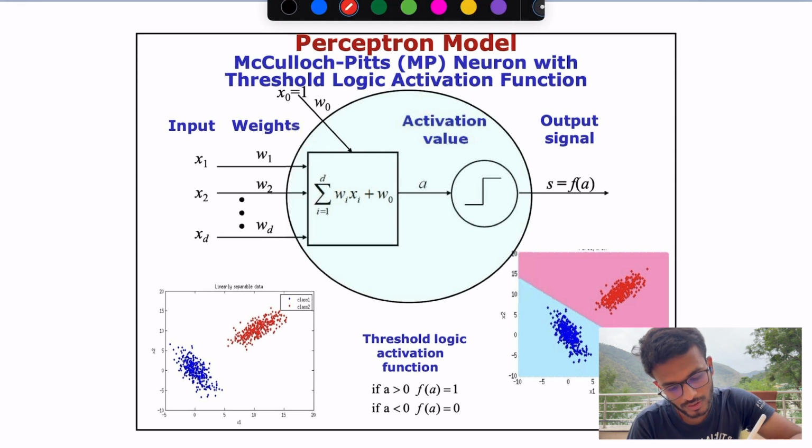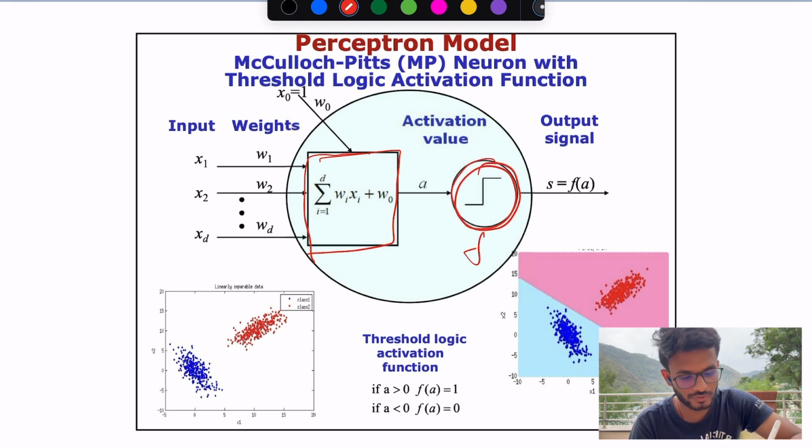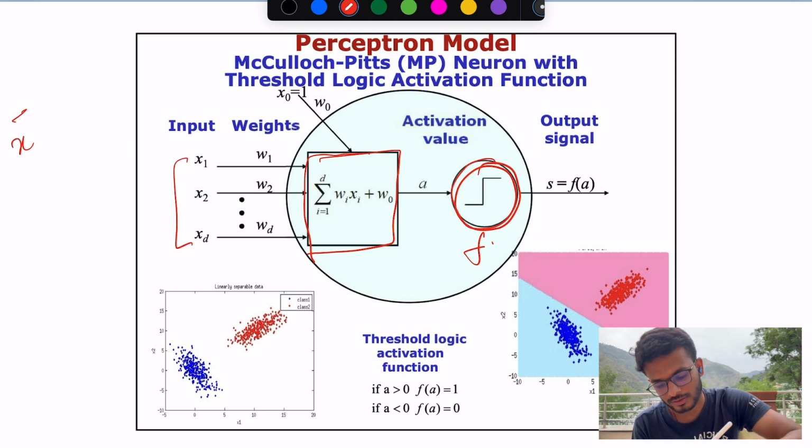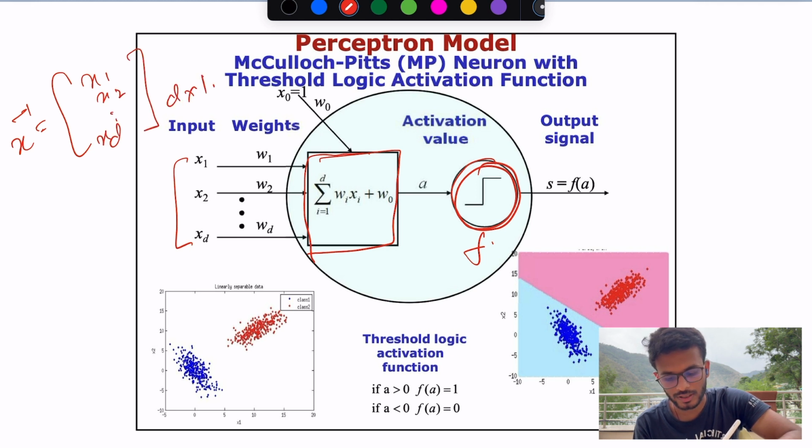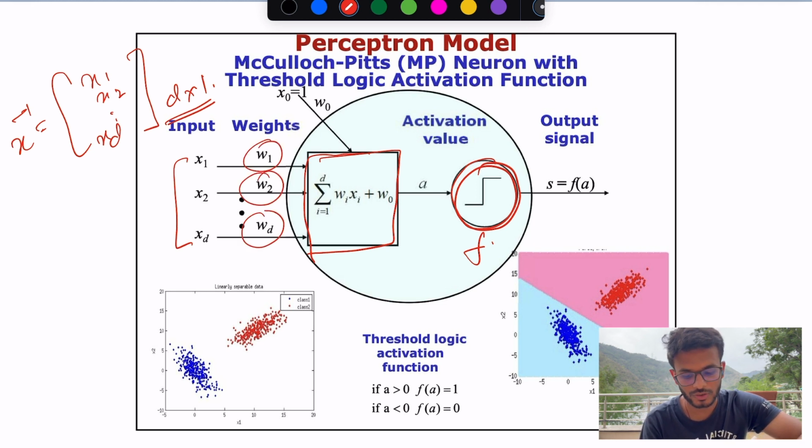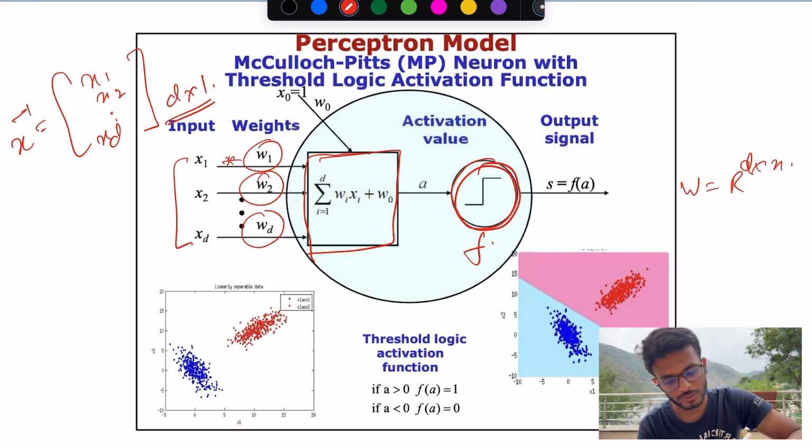The first neuron was the MP neuron, like the McCulloch-Pitts neuron. If you see this particular neuron, this is a cell, and this is your activation function, this is your f. So what is happening here? You have an input vector x: x1, x2 up to xd. So this is a d cross one dimensional input vector. You give it there, and then you have certain weights associated with each of these. So it's a weight matrix, let's say R d cross n, assuming anything. This weight matrix multiplies individual weights, w1 into x1, w2 into x2, and so on, and then we have a bias w0.